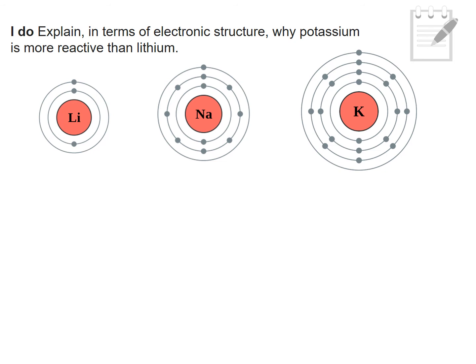So explain in terms of electronic structure why potassium is more reactive than lithium. My command word is explain, so we not only need to state, which it does in the question for you, that potassium is more reactive, but we need to explain why, referring to its electronic structure.